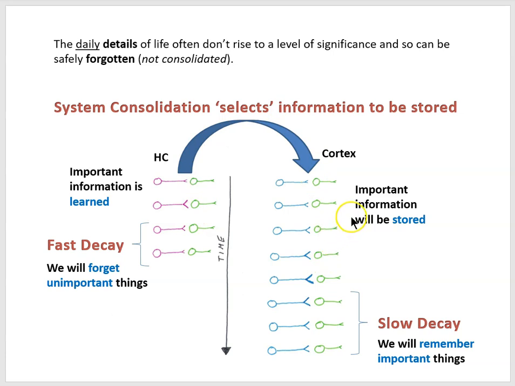So this system is biased towards storing important information in the cerebral cortex. And when we strengthen those cortical synapses, because they decay slowly, we'll be able to remember all of these important things that have happened to us.